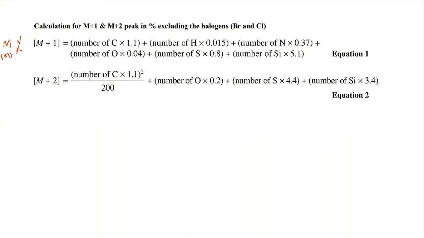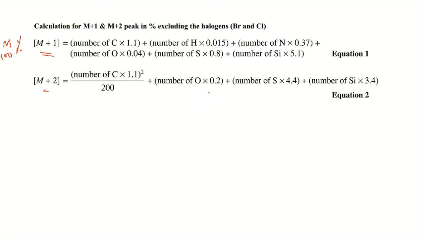Now let us look at how the other atoms will be contributing. For the M+1 peak, the calculation is: number of carbon atoms into 1.1%, number of H into 0.015. This calculation you have to do for the M+1 peak. The M+2 peak calculation is a bit different: number of carbon into 1.1 whole square by 200, and then number of oxygen 0.02, number of sulfur.